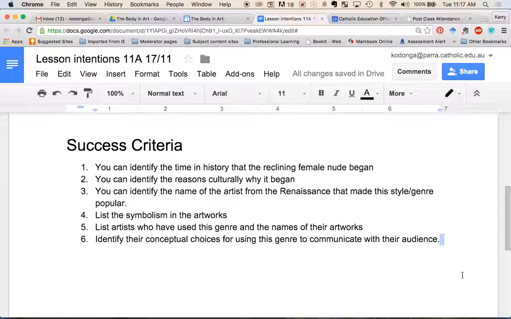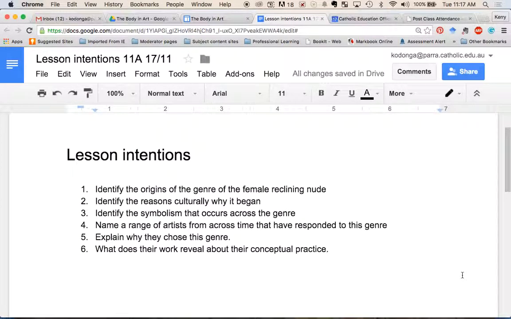So in keeping with what we went through yesterday, I'm going to quickly ask you a few questions to see how much of this you may already recall from yesterday's lesson. So can you identify, anybody in here, put your hand up for me, the origins of the genre of the reclining female nude? When did it start? Was it the Renaissance period? Sure, it was. Thank you, Trudy. It happened in the Renaissance.